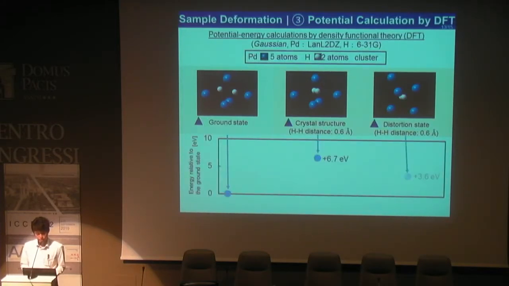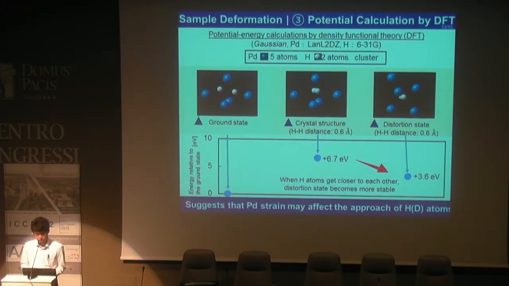For the energy relative to the ground state, the crystal structure has an energy 6.7 electron volts higher than the ground state. The distortion state has an energy 3.6 electron volts higher than the ground state. When hydrogen atoms get closer to each other, a distortion state becomes more stable than the crystal structure. We suggest that palladium strain may affect the approach of hydrogen or deuterium atoms. What I want to say in this slide is that there are more stable states than the crystal structure when hydrogen atoms get closer to each other.